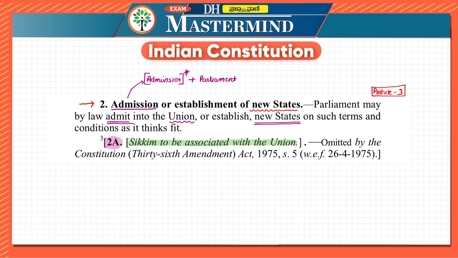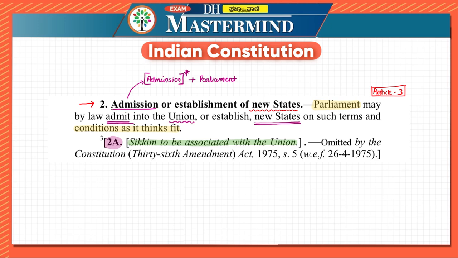So if Parliament thinks it is necessary and thinks that we have to do something like that, then it will do it. Here only they have mentioned it: the conditions as it thinks fit. Who thinks fit? It is Parliament which has to think it is fit. In that way they will be admitting the new state. I hope this is clear. That is, Article 2 speaks about the admission or establishment of a new state.